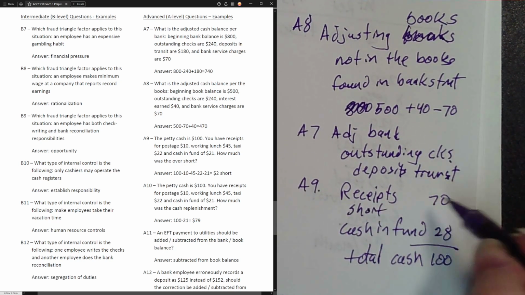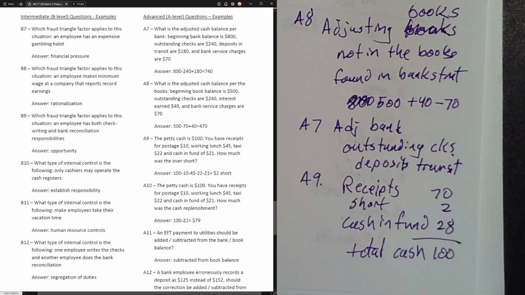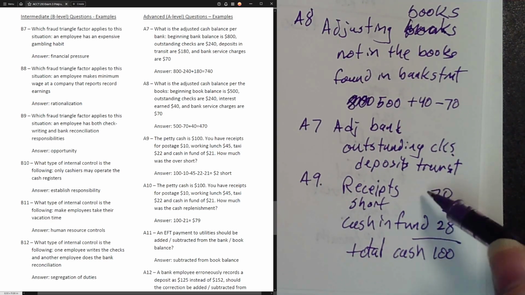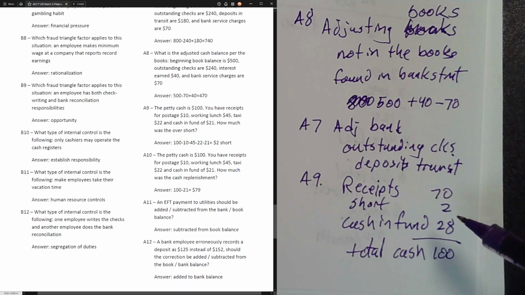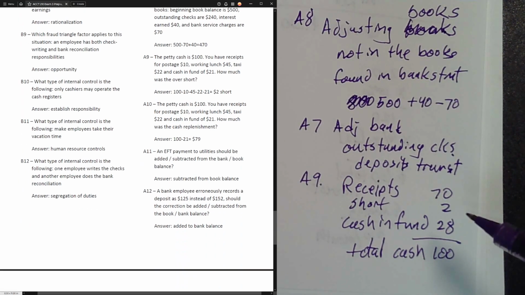You're short $2. Well, when you need to ask the company to put more cash into the fund, you don't ask them to just put in money for the receipts. You ask them to put in money for the receipts and what you're short, right? Because just asking them to put in 70 only gets you back to 98. But by asking them for 70 plus the 2, that gets you back to the total cash. And that's essentially what A9 and A10 are. A9 is asking you how much is short. A10 is asking you what's the total amount that you need to put back. And then A11, A12 are just knowledge questions.